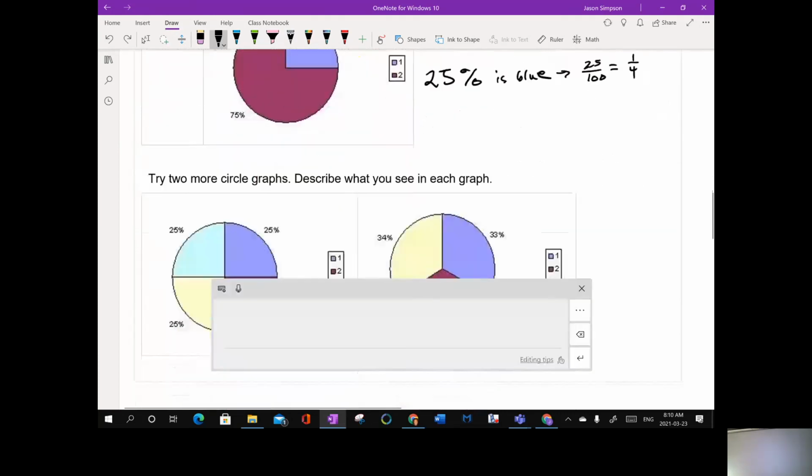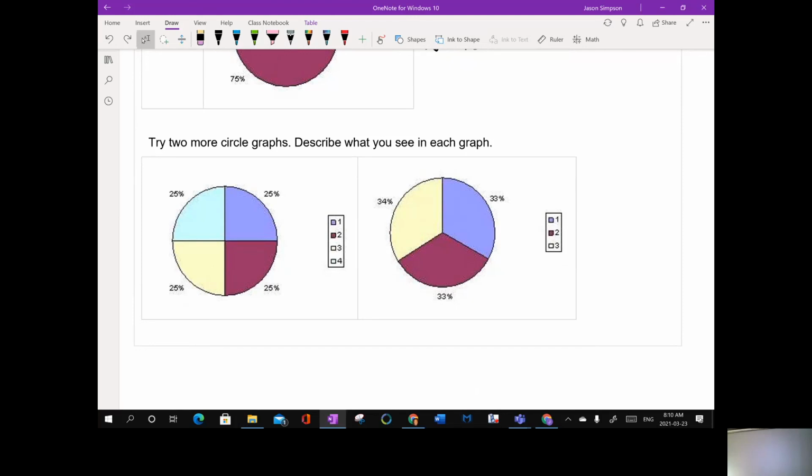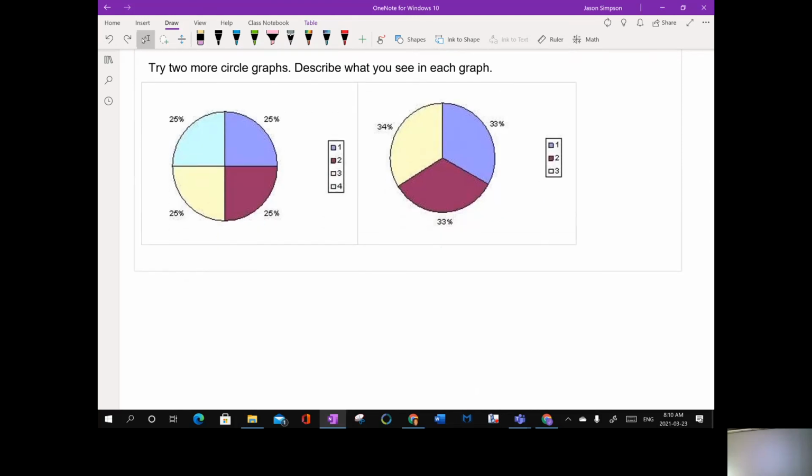So now let's move on to these 2 more circle graphs. This is where you're going to do a little practice, and then we will see if you actually know what this is all about. So pause the video and do the description of these 2 circles, which I will provide for you online. Once I get those from you, then we'll move on to the next concept. Okay? All right.